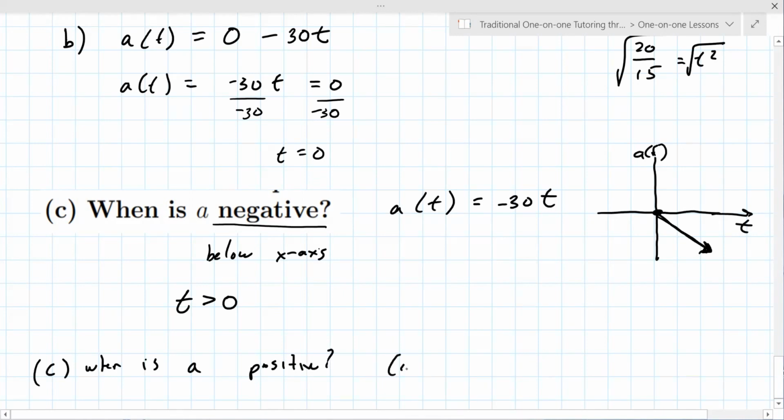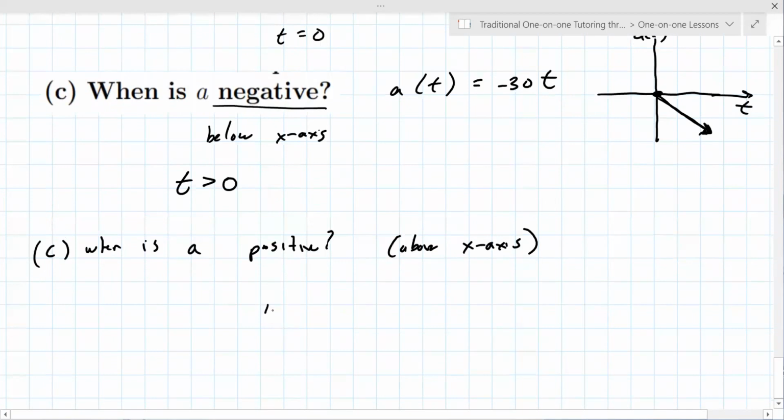And it's positive when it's above the x-axis. Okay. So this is never above the x-axis. So we would just say never.